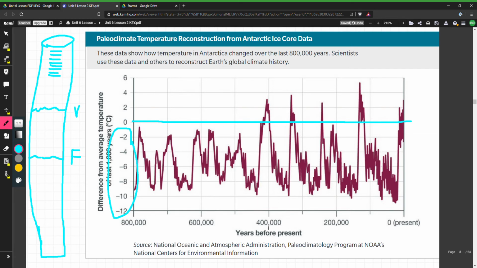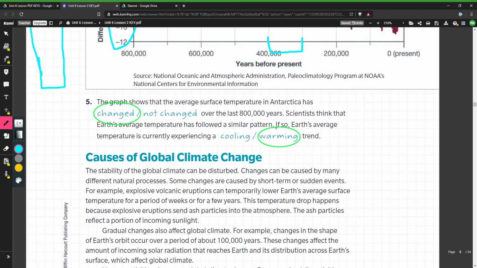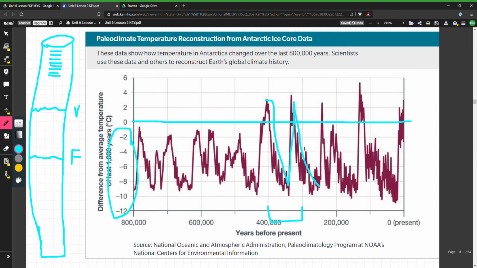I think this is 100,000 years right here. This jump right here. So maybe over 75,000 years, the temperature is decreasing, and then for 10,000 years, it increased and then it decreased. So these are over really long periods of time. So Earth's average temperature is currently experiencing a warming trend. Do you see how this line over here is the present? So we're somewhere up here. It's kind of hard to tell, but that's definitely warmer than it typically is.